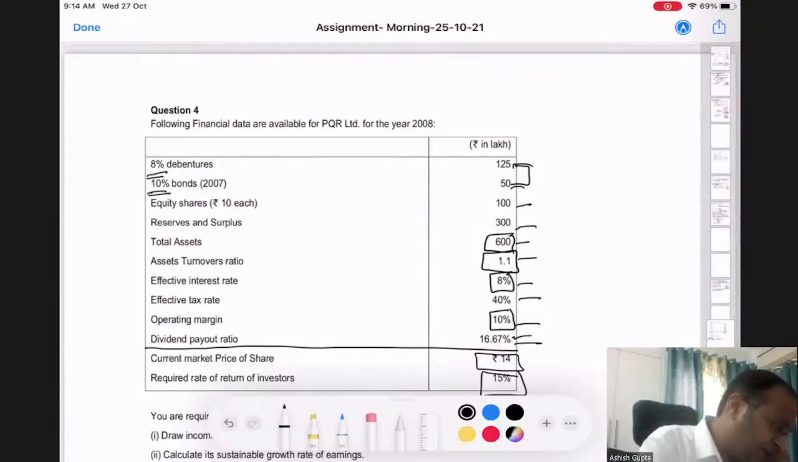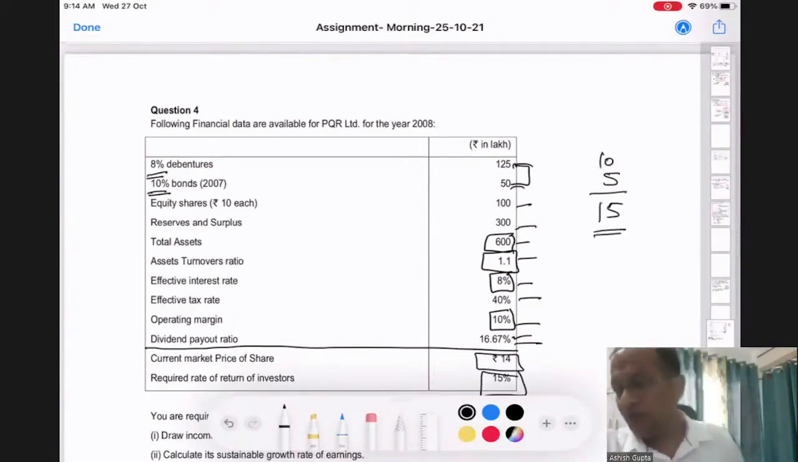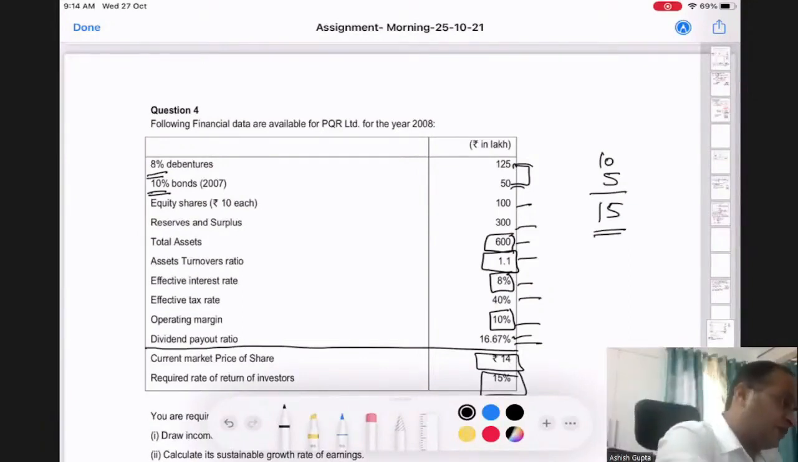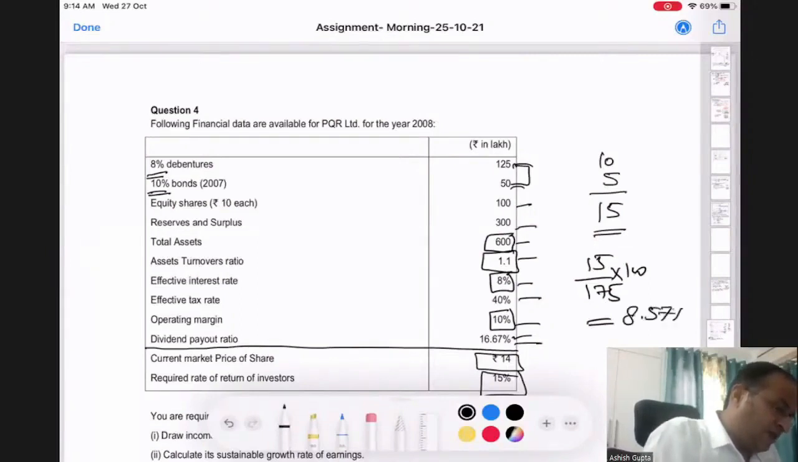So basically, if we compute, say, the 10% of 15, it comes to 5. Okay, and 8% of 125 becomes 10. So the total amount becomes 15. Let me show you here. If we compute that way, 15 divided by 175 into 100, the figure will be around 8.57.